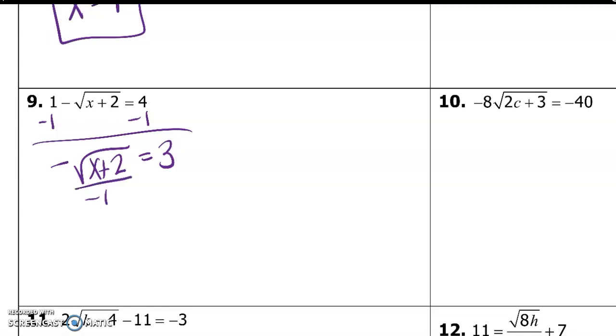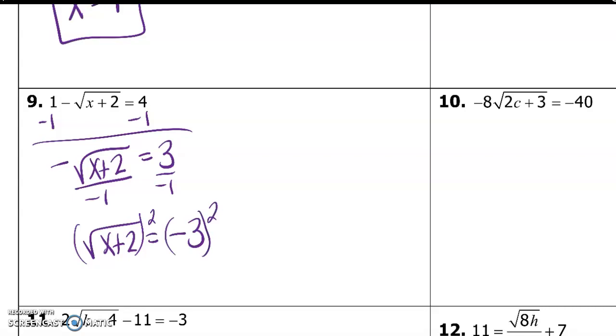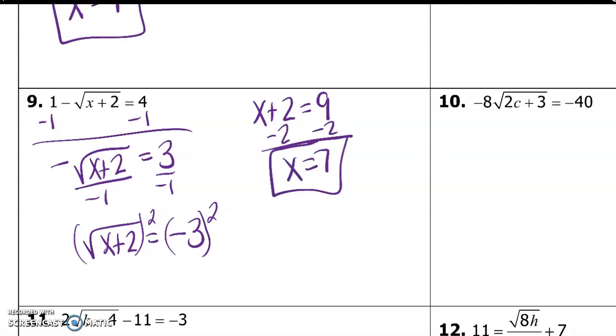Then we're going to divide by negative 1 and get the square root of x plus 2 equal to negative 3. Now we're going to square both sides. Make sure you do -3 squared. So x plus 2 is equal to 9. Subtract 2 from both sides, and x equals 7, we believe is the answer.